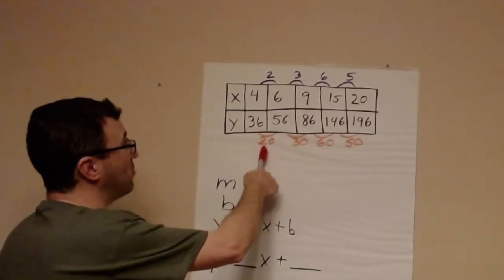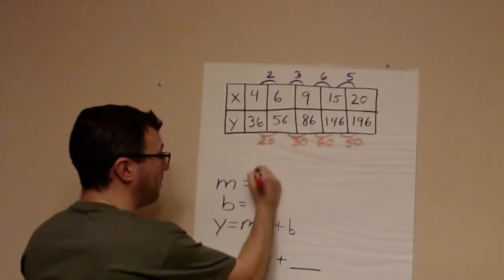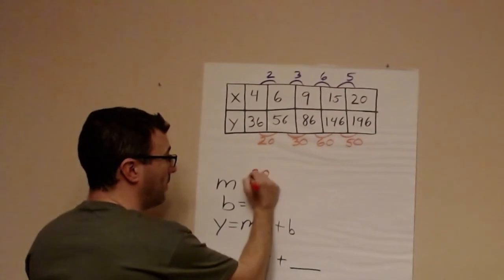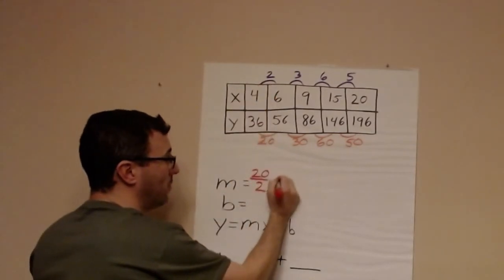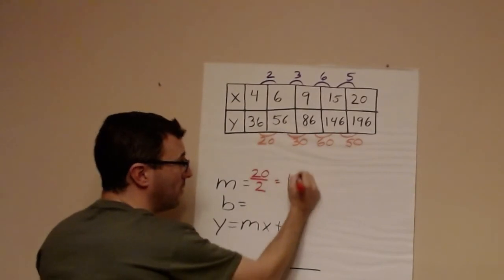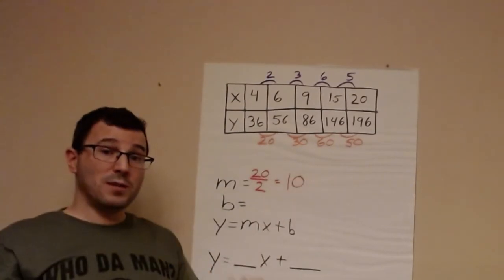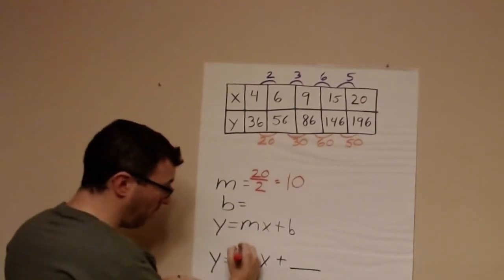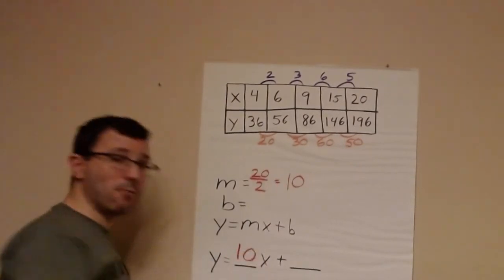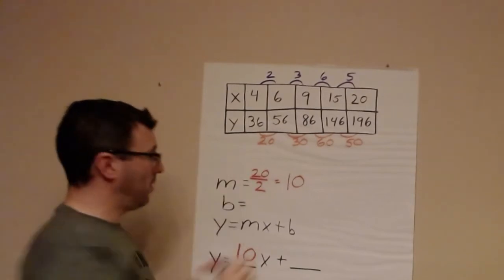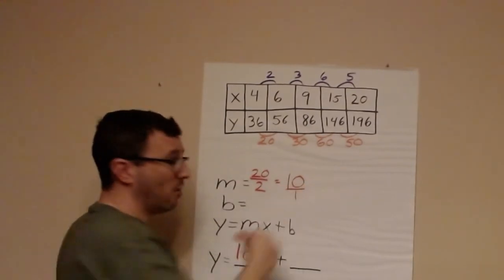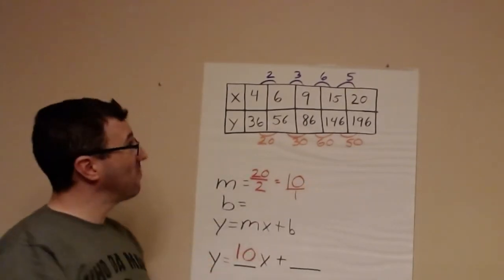So this change in y is 20. The change in x is 2. So that tells me that my slope is 10. Beautiful. I'm going to write that right there. I'm going to put this over 1 because that's important.